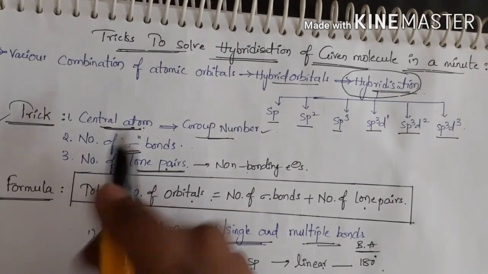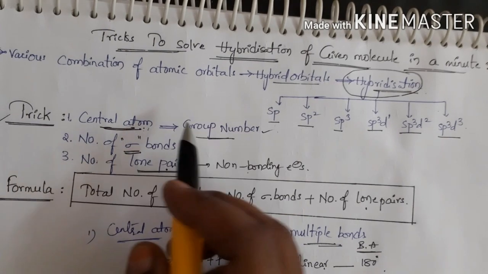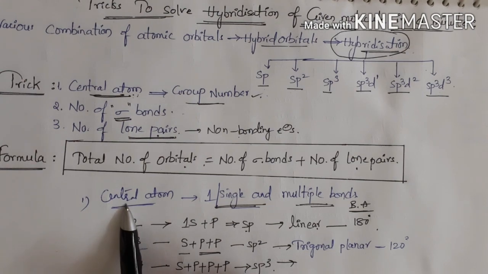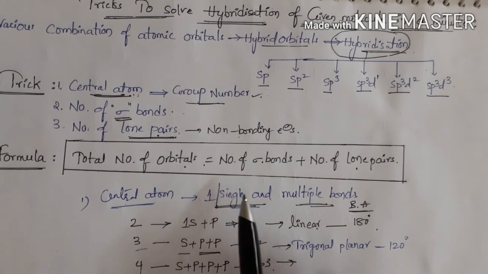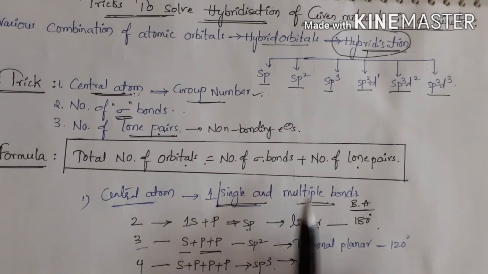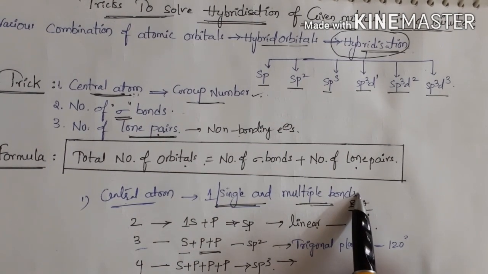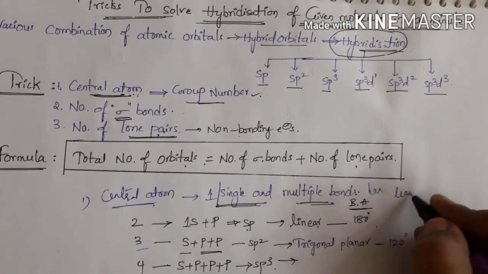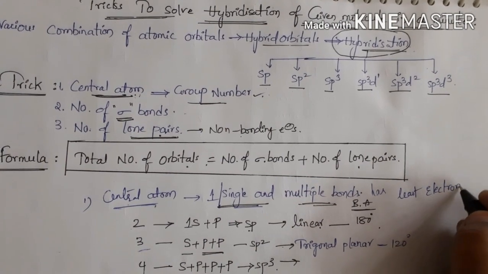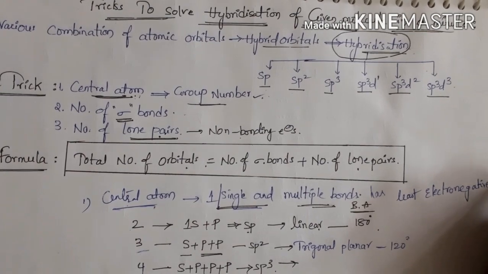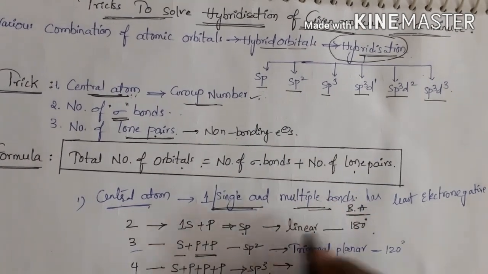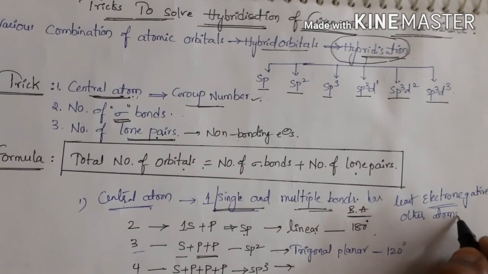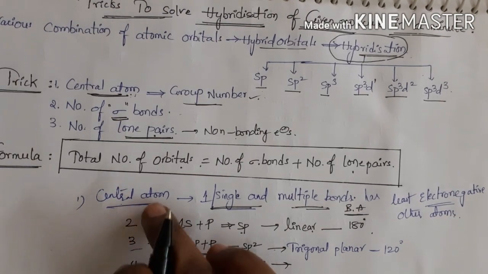Here come the tricks. First, find out the central atom in a given molecule along with its group number. How can we find the central atom? In the molecule, the one that consists of a single atom and forms multiple bonds with the others is called the central atom, and it has the least electronegativity compared to the other atoms in the given molecule. So this is called the central atom.